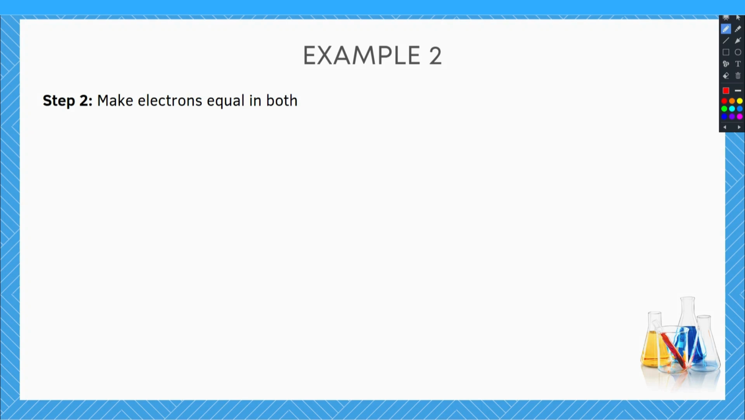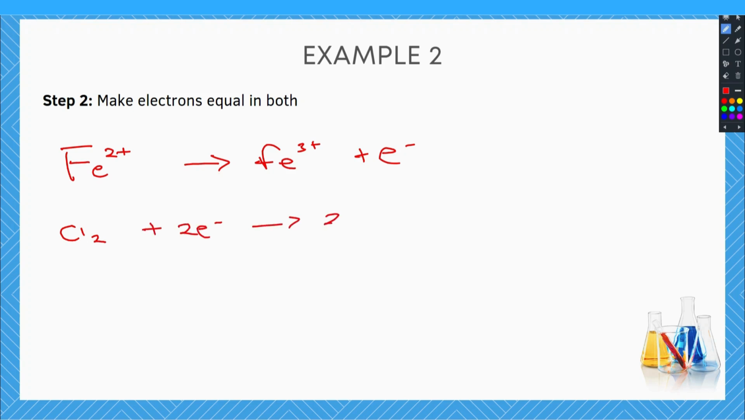So let's rewrite what we wrote in the last slide. We have Fe2+ giving us Fe3+ + e⁻. And then for chlorine, we have Cl2 + 2e⁻, giving us 2Cl⁻. Now, when they say make the electrons equal in both, what they simply want us to do is to make sure that the number of electrons in the oxidation half must be equal to the number of electrons in the reduction half. So over here we have 1 electron, and over here we have 2 electrons.